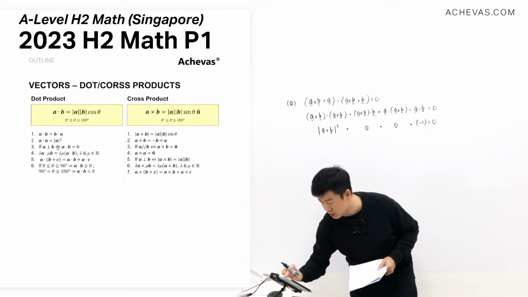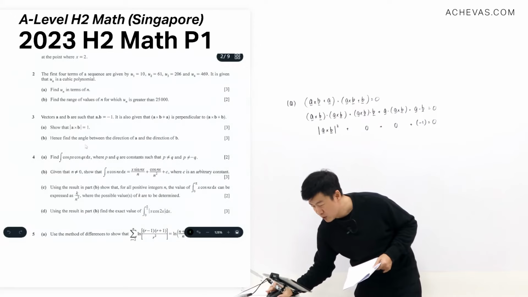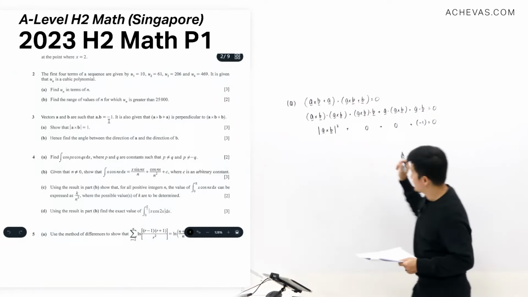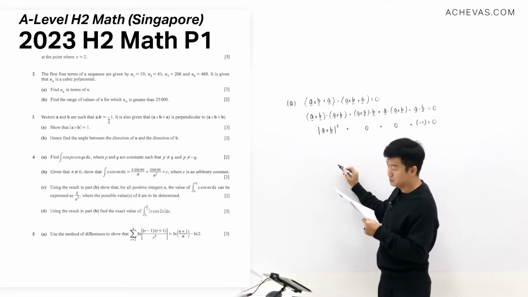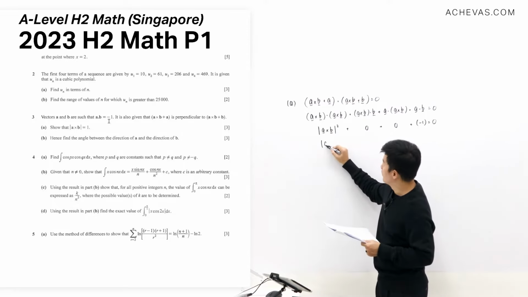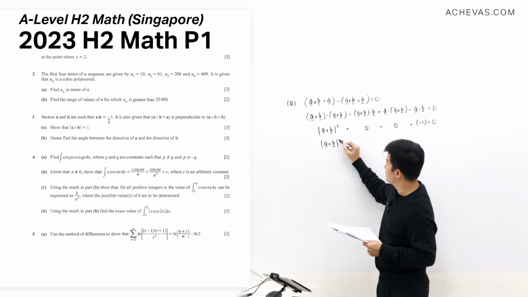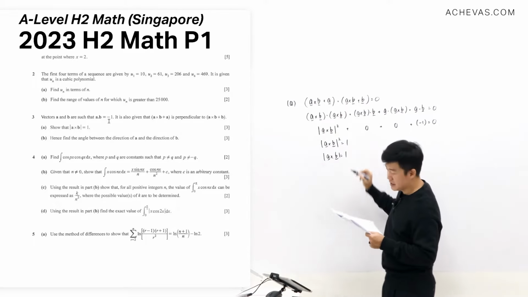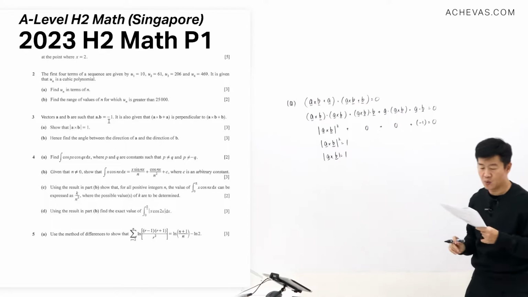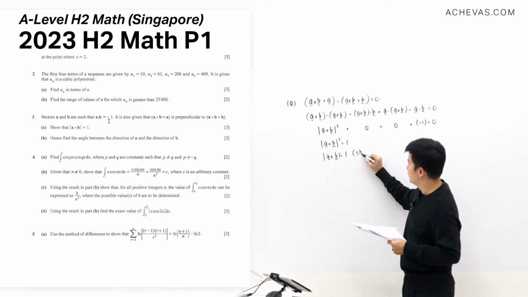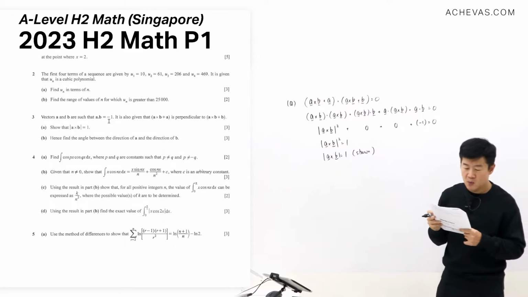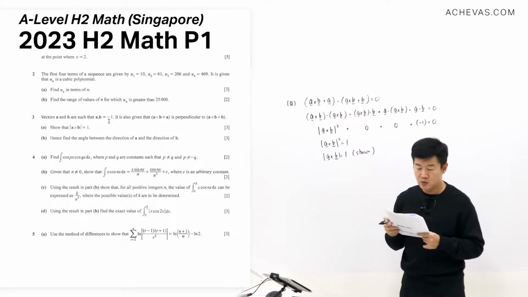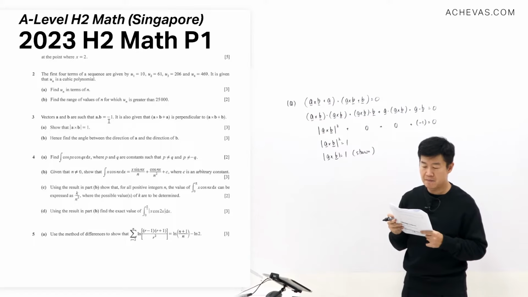Let's go back to the question. So we have this as -1. Yep, that is what I've written. So we have this square is equal to this. So we will have modulus of A cross B square is equal to 1. So modulus of A cross B is just going to be equal to 1, which is what the question wants us to show.